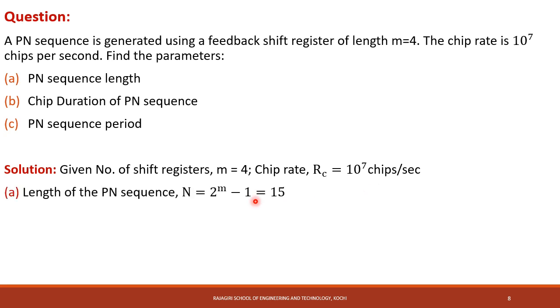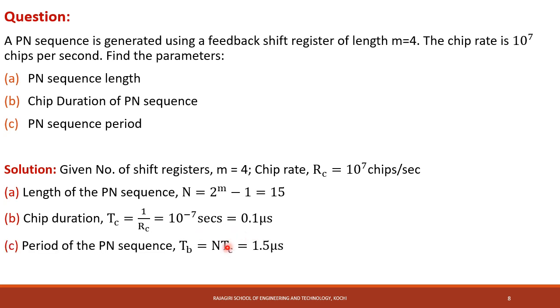The PN sequence length can be calculated using the equation n equal to 2 raised to m minus 1, which is equal to 15. The chip duration Tc is the reciprocal of the chip rate, so it is equal to 10 raised to minus 7 seconds, which is equal to 0.1 microseconds. The period of the PN sequence Tb is equal to n into Tc, which is equal to 1.5 microseconds. So in this example, we have determined the different parameters related to a PN sequence.